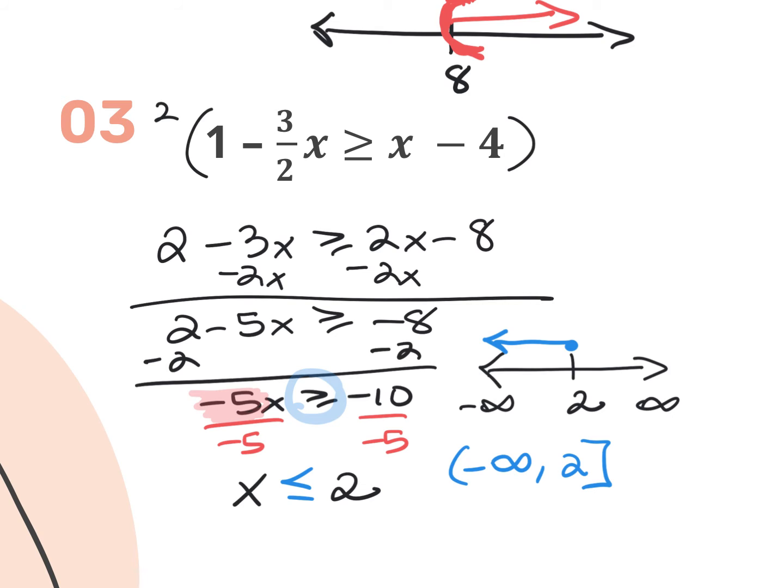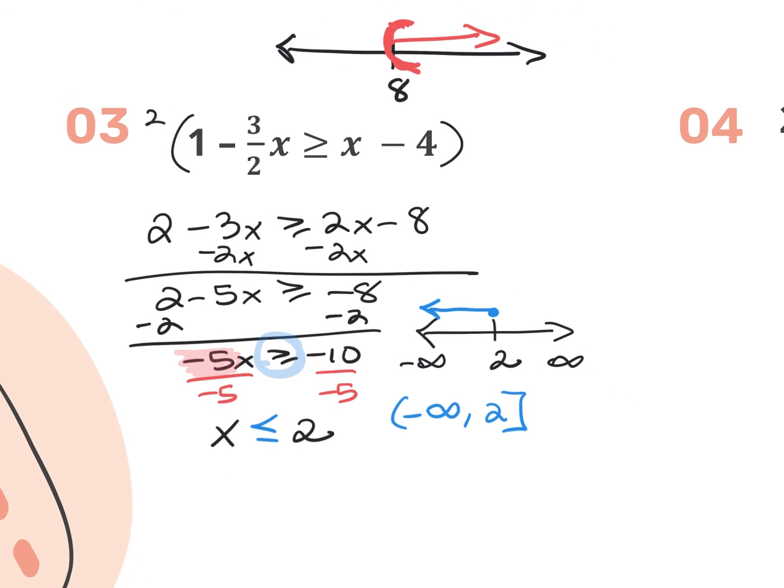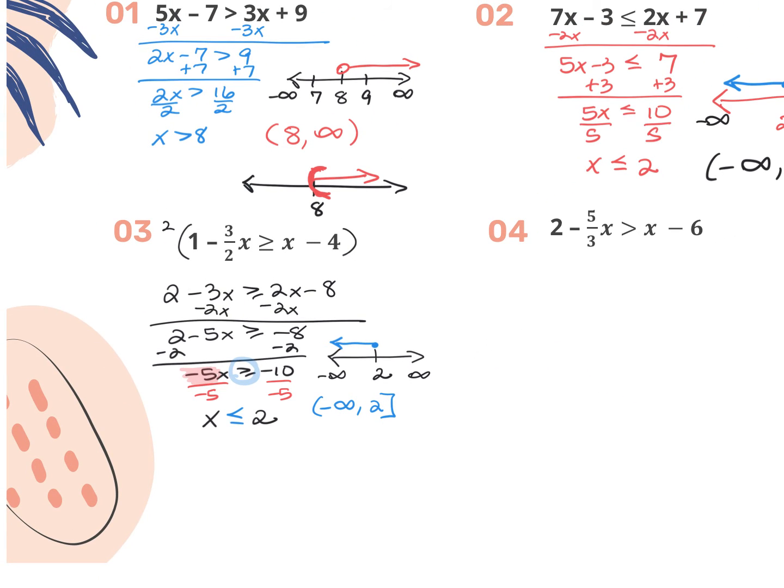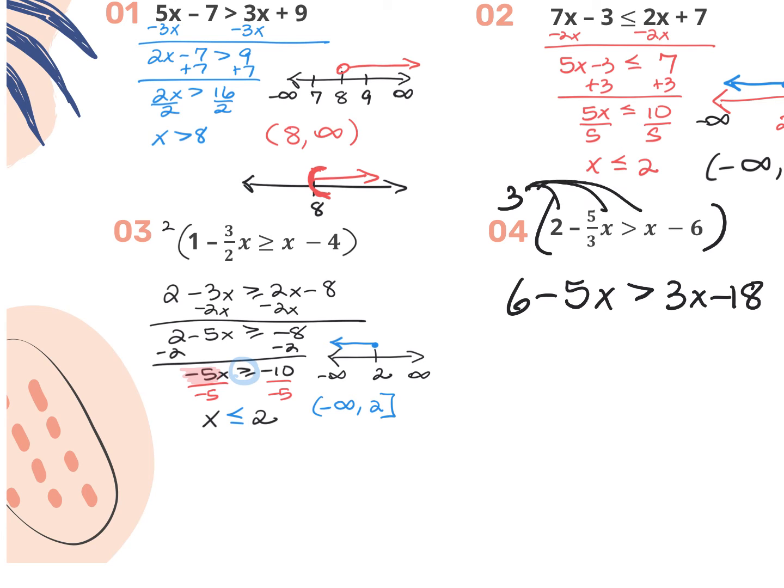Number 4, I'm going to do the same thing. I'm going to clear the fraction. I'm going to multiply everything by 3. So when I multiply everything by 3 here, this becomes 6 minus 5x greater than 3x minus 18. Remember, this 3 needs to distribute to all 4 pieces.